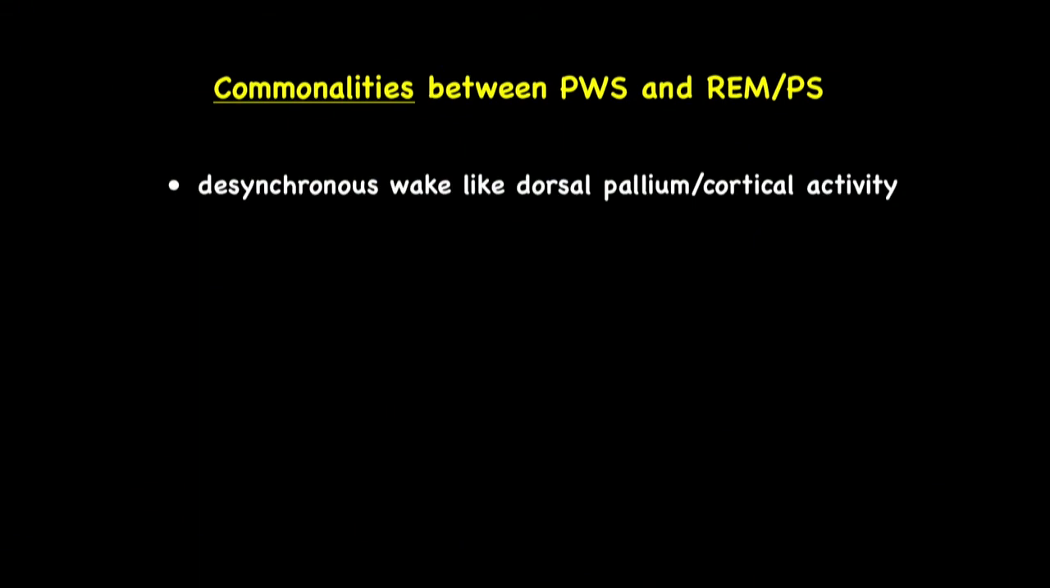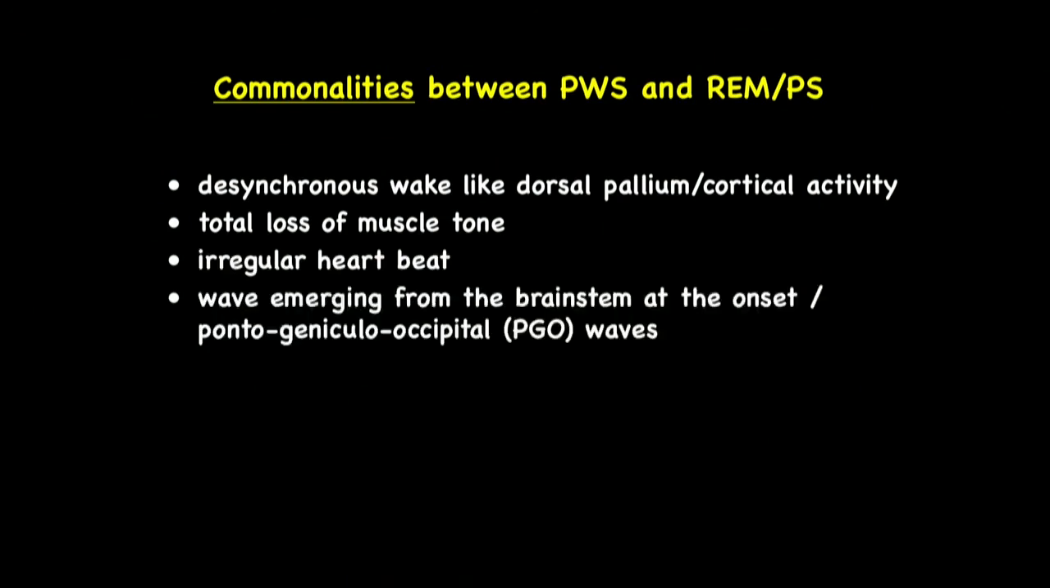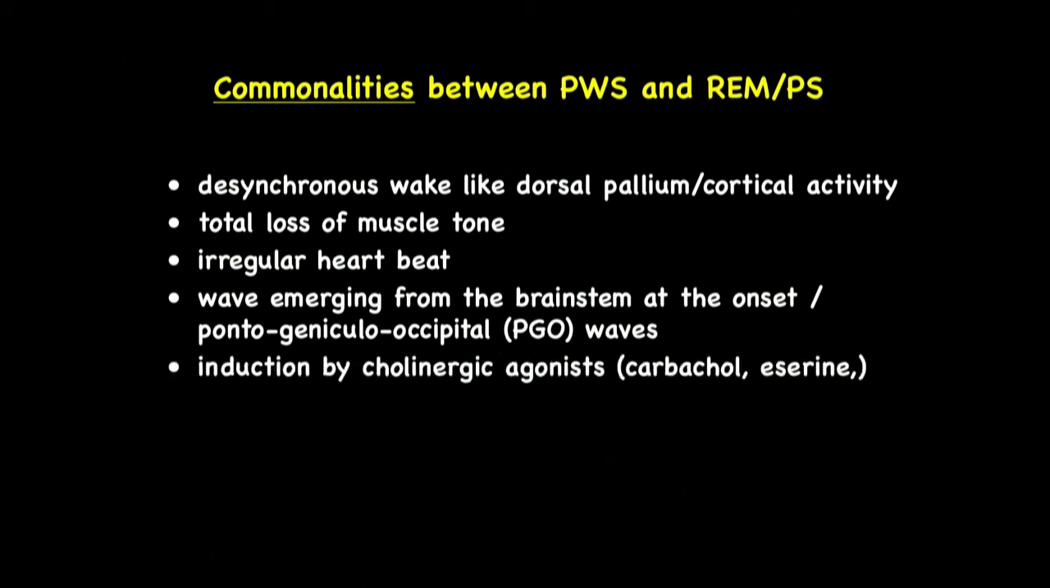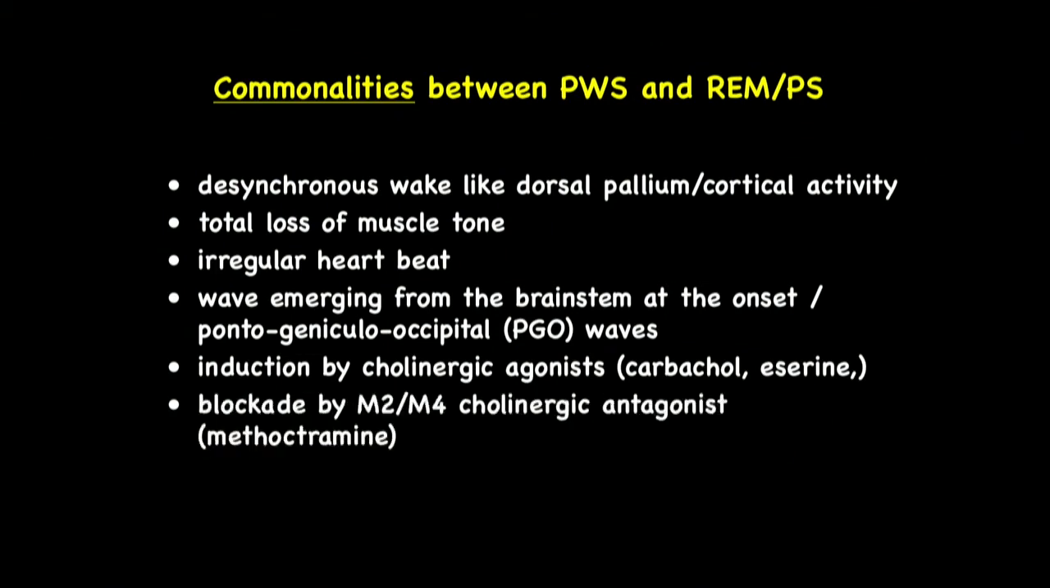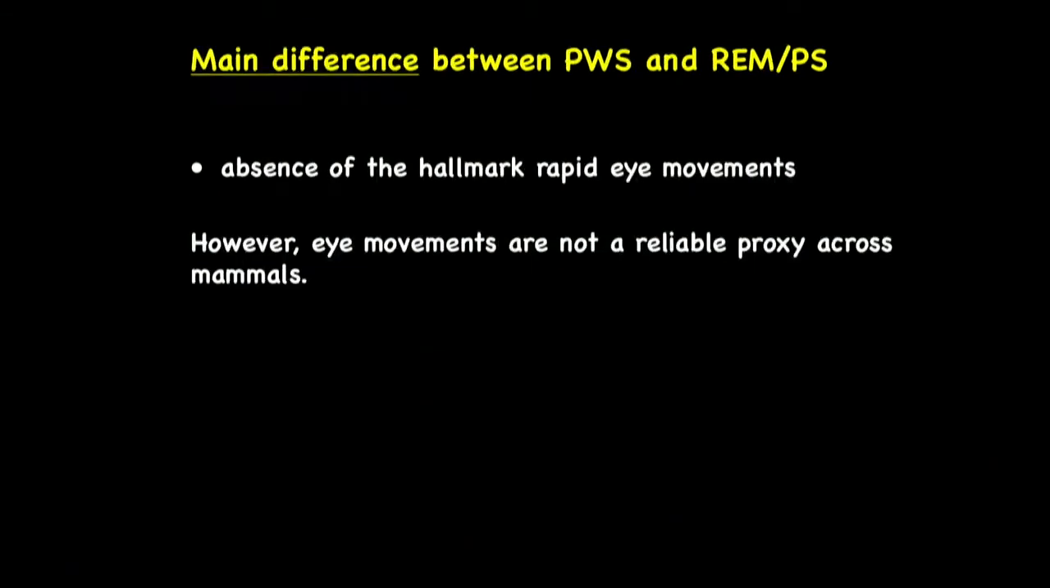So the commonalities between this signature, which we call propagating wave sleep, and REM or PS are that you've got this desynchronous, wave-like activity in the dorsal pallium, total loss of muscle tone, and irregular heartbeat. You've got those waves emerging from the pons that are reminiscent of the PGOs in the mammalian brain. You can induce them very neatly with cholinergic agonists, carbachol, eserine, like in rats and cats. And you can also block them with M2 and M4 cholinergic antagonists, which would block REM in mammals as well.